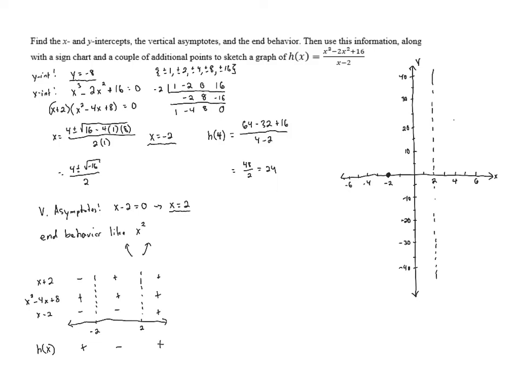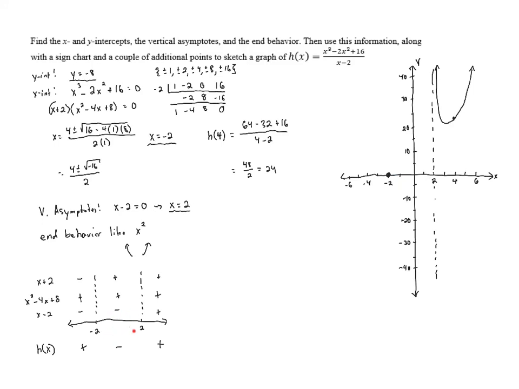That's going to be around here or so. So our graph we can draw like this. So we know that we are asymptotically approaching this vertical line here. And then off to the side, we know that we have end behavior like x squared. So we're curving upwards.